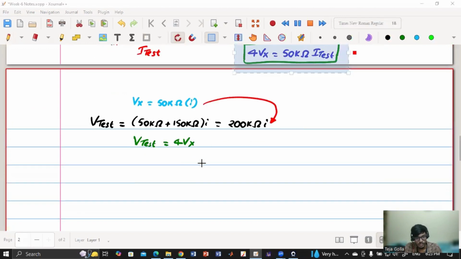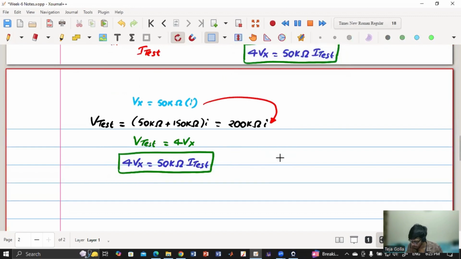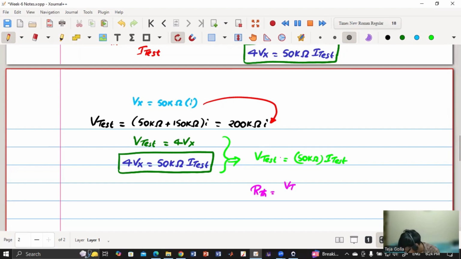Now we know that 4Vx is nothing but 50 kilo ohm into I test. So from these two equations, you will be getting V test is equal to 50 kilo ohm into I test. So now I will get my R Thevenin, which is nothing but V test by I test, which is nothing but 50 kilo ohm. Agree?